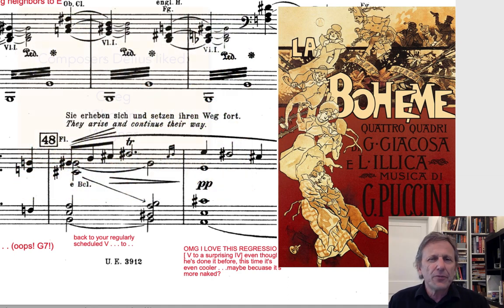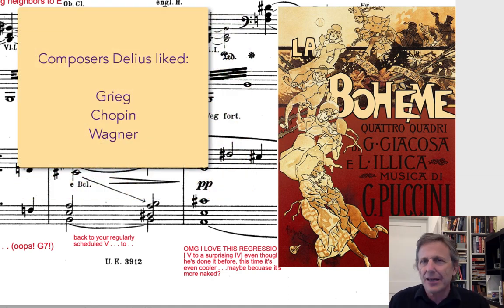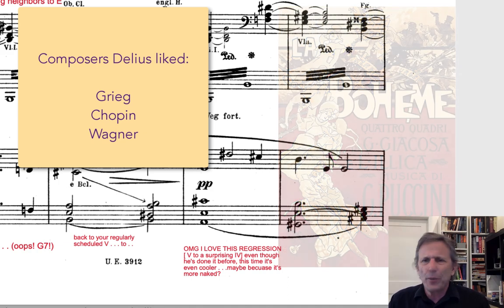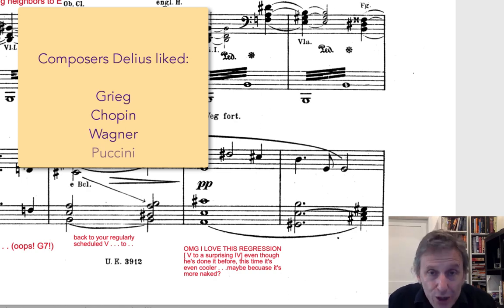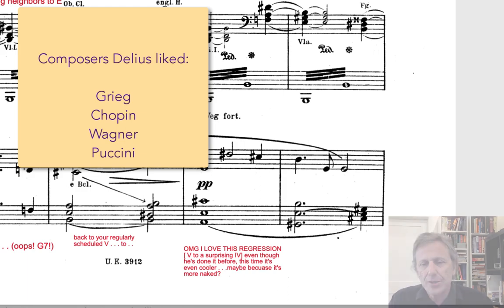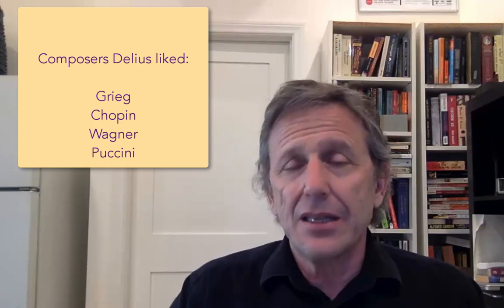Hey, he's borrowing from Grieg, but this piece doesn't really sound like Grieg. He's borrowing from Chopin. It doesn't really sound like Chopin. It sounds a little bit like Wagner, but it's too, I don't know, gentle for Wagner. And it approaches the sort of overt naturalistic romanticism of Puccini at the same time. And somehow Delius puts this all together in one package. In other words, it's a lot more heterodox than the Arvo Pärt.